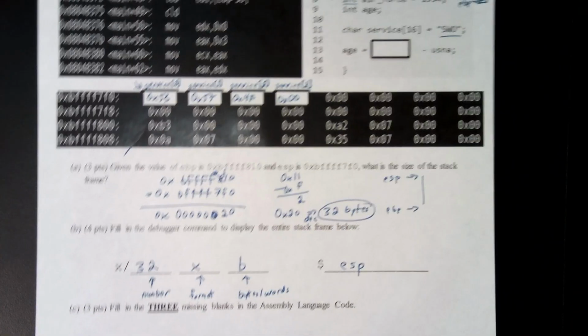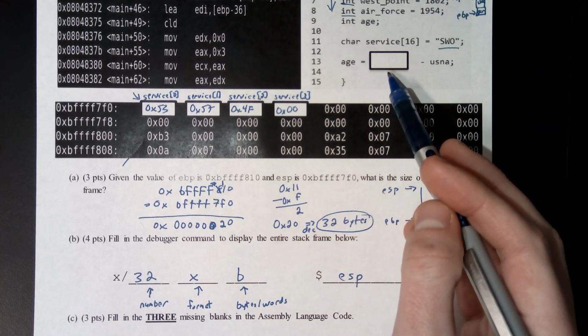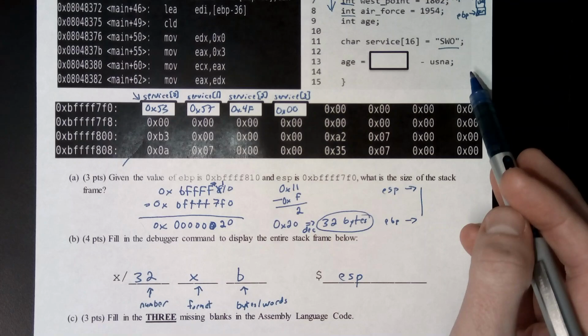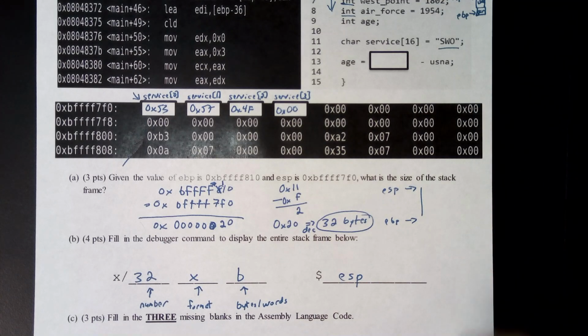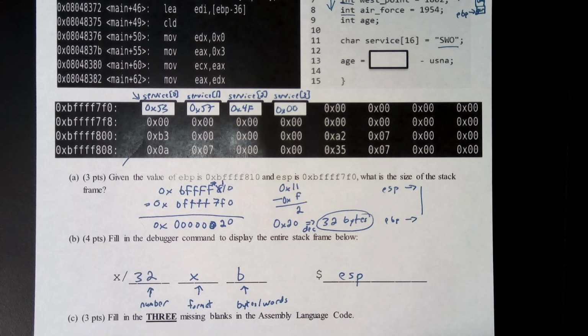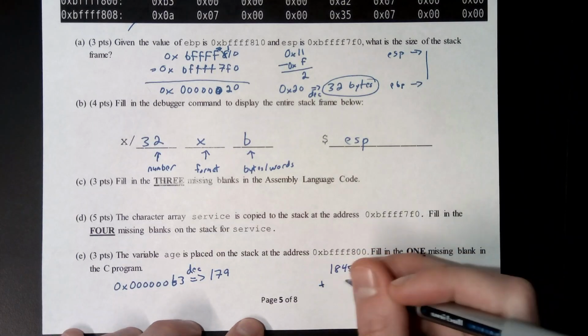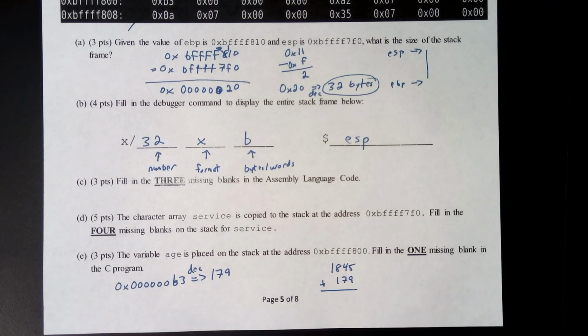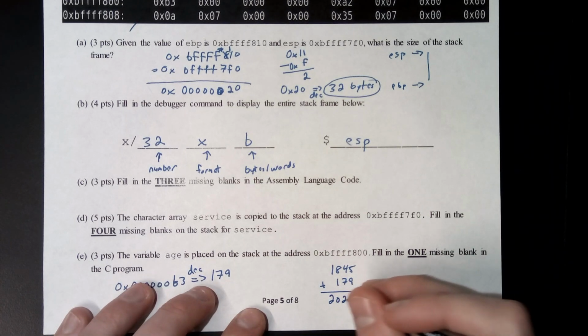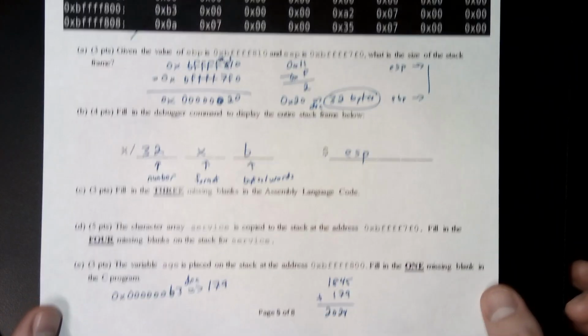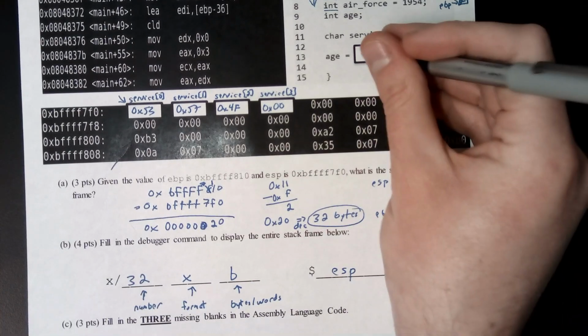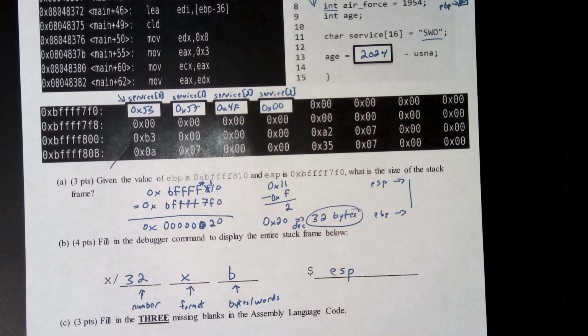Now, if we look at the C code here, we see that we've got age equals something minus USNA. So we need to find that value that we've got here in memory. If we look at what USNA is, it's 1845. And we're going to add that 179 to that value. So 1845 plus 179 gets us 2024, and that must be what that value was subtracted from, because we have 179 in memory. So 2024 minus USNA would get us to age of 179. So that's it for that question.